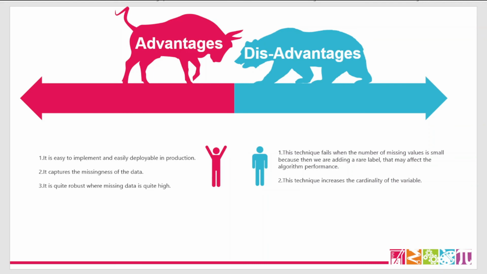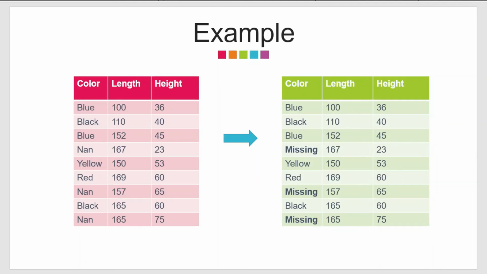So in that case, we may end up introducing a new label that is missing, which might cause a problem for the algorithm. Next thing is, this technique increases the cardinality of the categorical variable. So what is cardinality? It is nothing, just the number of unique values taken by the categorical variable. So if we take the previous example, here we have this color column, and the number of unique values taken by this variable is the cardinality. So as of now, the cardinality is 4, because here we have 4 unique colors.